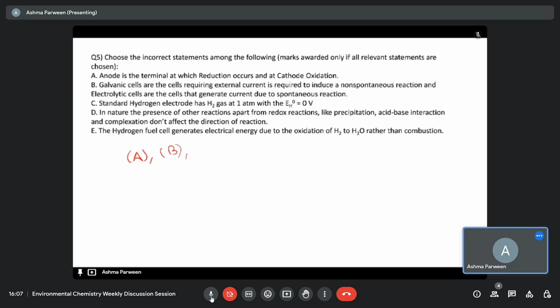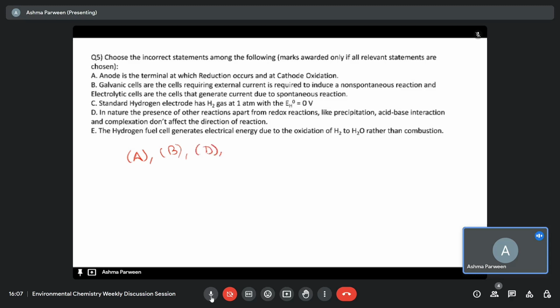Next one is standard hydrogen electrode has hydrogen gas at 1 atm with electrode potential as 0 volt. This statement is correct. This is not the incorrect statement. Next one is in nature, the presence of other reactions apart from redox reaction like precipitation, acid-base interaction, and complexation don't affect the direction of reaction. This statement is wrong because in nature every reaction like acid base reaction, precipitation, complexation will affect the redox reaction. So this is also incorrect.